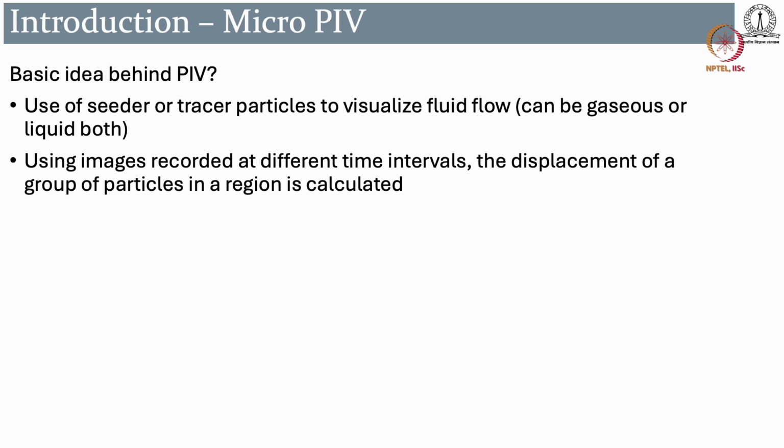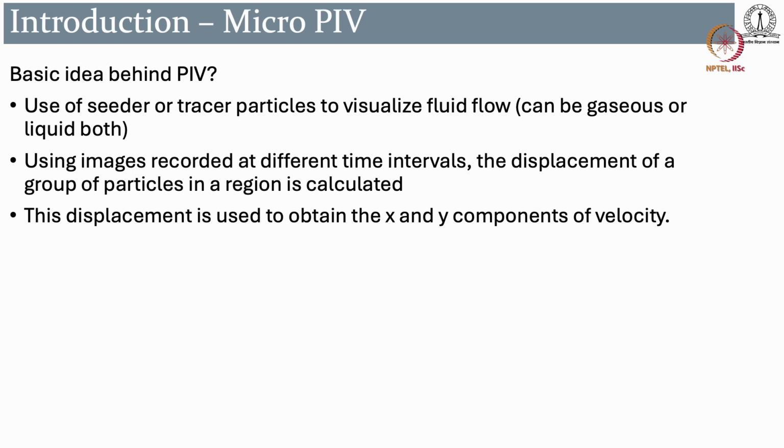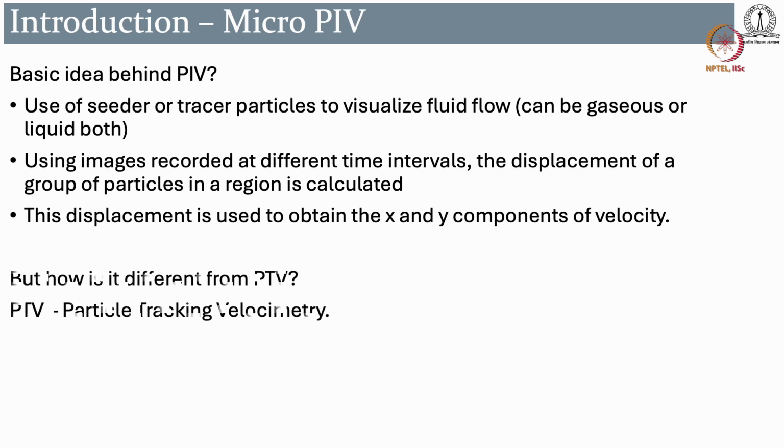This delta t, the different time intervals, can be set according to the time scales of your experiment, and then the displacement is used to calculate the x and y components of the velocity. And as already said, if you have the x and y velocity, you can find almost everything in a flow field that is needed. But again, how is it different from PTV, which stands for particle tracking velocimetry?